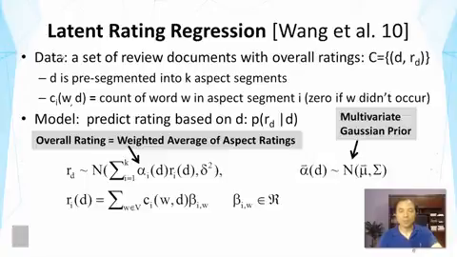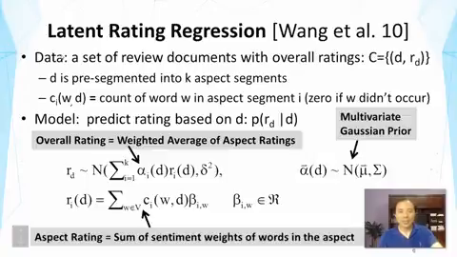So this means when we generate our overall rating, we're going to first draw a set of alpha values from this multivariate Gaussian prior distribution. And once we get these alpha values, we're going to use then the weighted average of aspect ratings as the mean here to use the normal distribution to generate the overall rating.